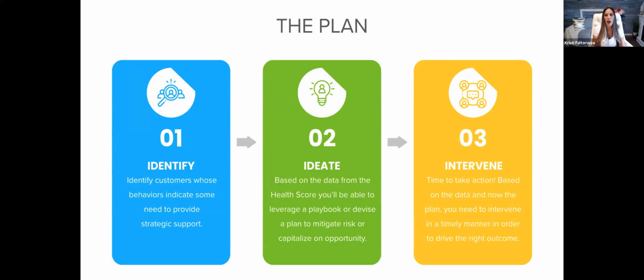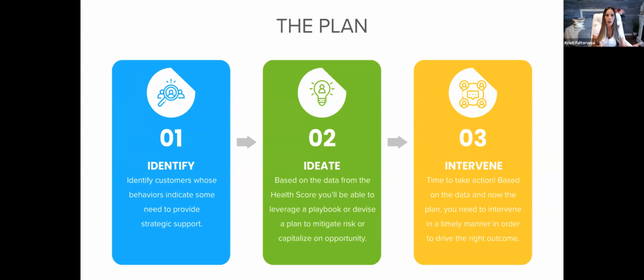So when I think about how to really operationalize a health score or behavior score or whatever you want to call it, I break it down into my 3 I's, which the first one there is identify, the second is ideate, and my third is intervene.